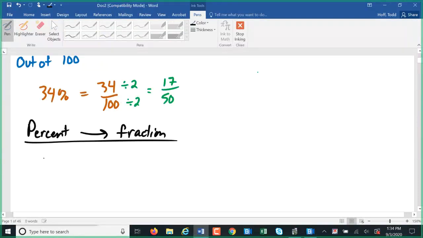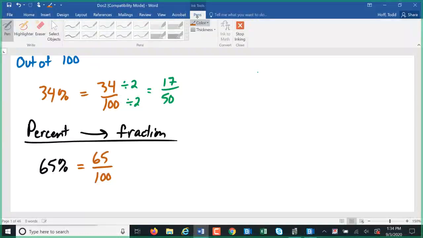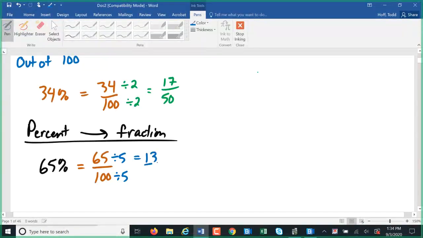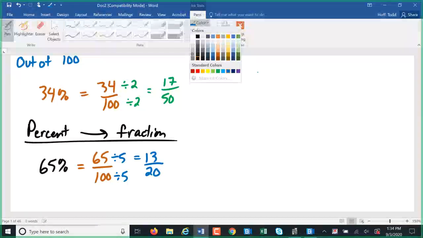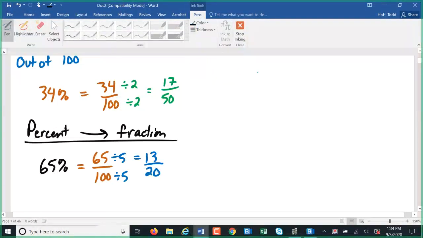Let's do 65%. Now, of course, 65%, again, it literally means 65 out of 100. As a fraction, of course, we are going to reduce that. Both 65 and 100 can be divided by 5. 65 divided by 5 is 13, and 100 divided by 5 is 20. And that's as far as we can reduce that one.